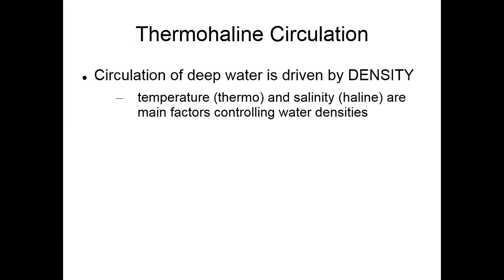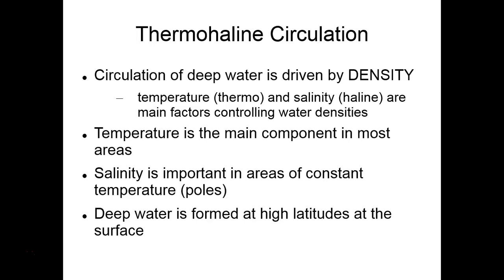Density-driven ocean circulation is called thermohaline circulation. This is because thermo represents temperature and haline represents salinity. So temperature and salinity are the two main factors that control water density in our oceans. Thermohaline circulation identifies the fact that this circulation is driven by density, and the two main factors that affect density in the ocean are temperature and salinity.